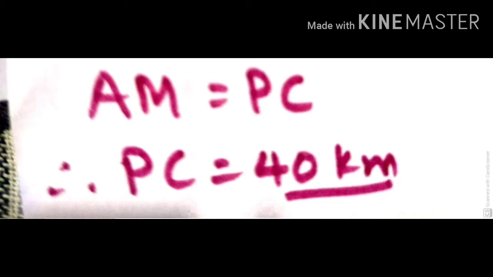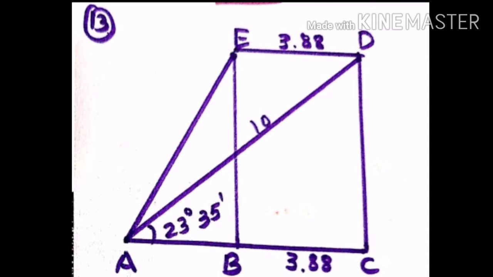Okay, now move on to the next question. So let's check the next question. In the figure BCDE, students, while reading the question, please check your figure also. You have to see it in the figure. BCDE is a rectangle, given already. ED is equal to 3.88 centimeter. You can see the figure. I have noted that 3.88 centimeter.